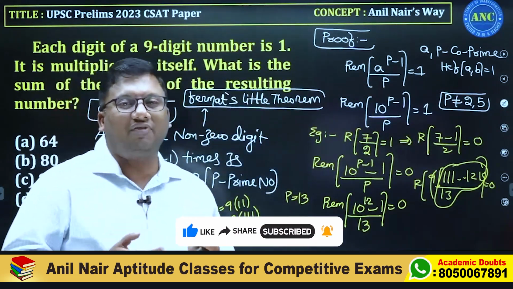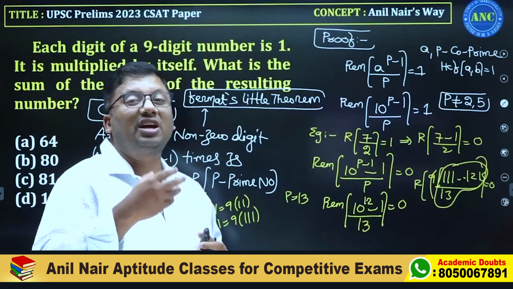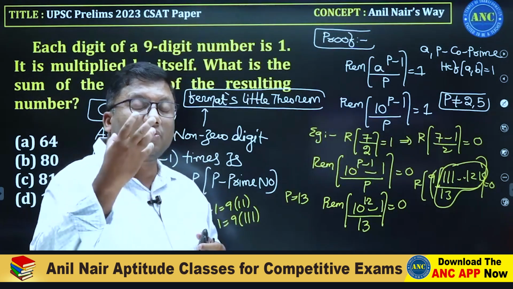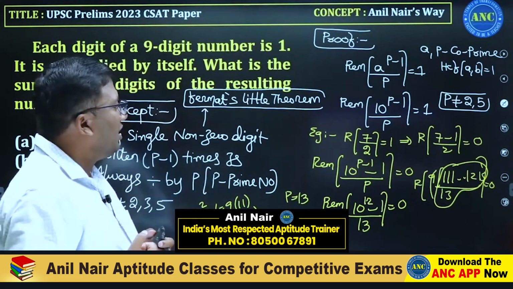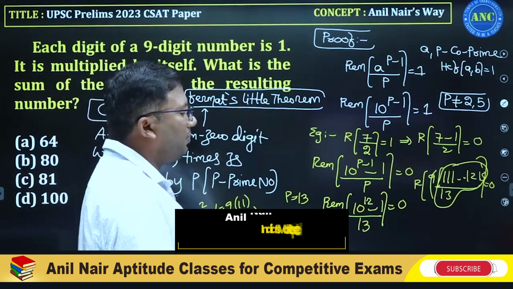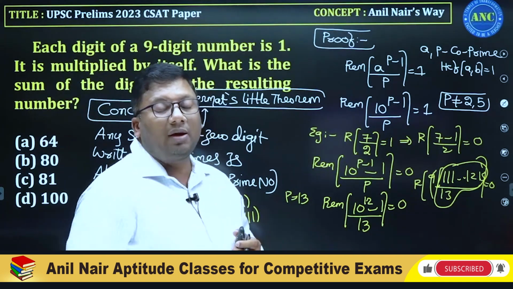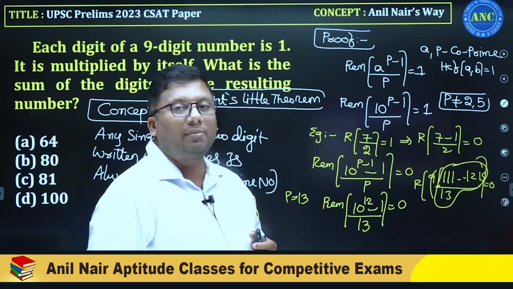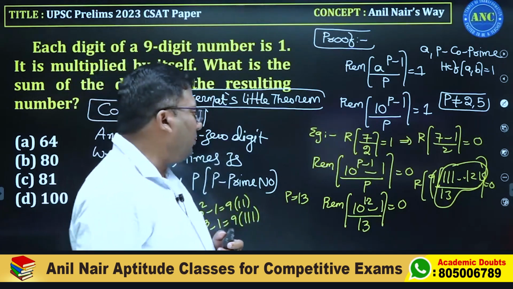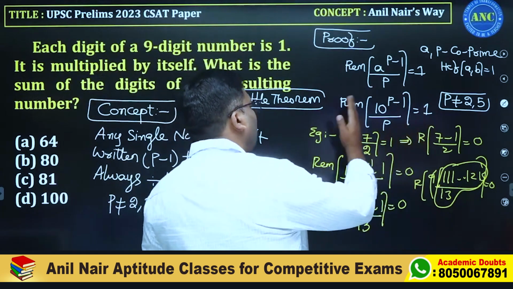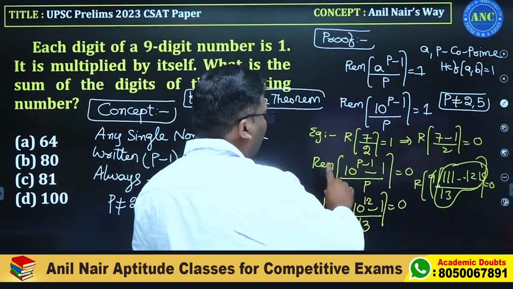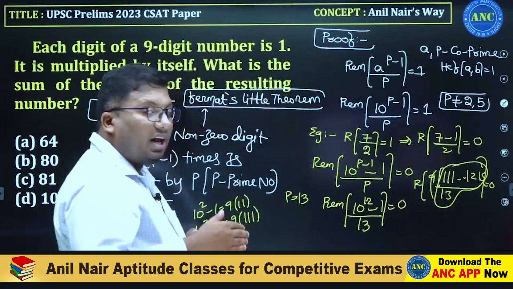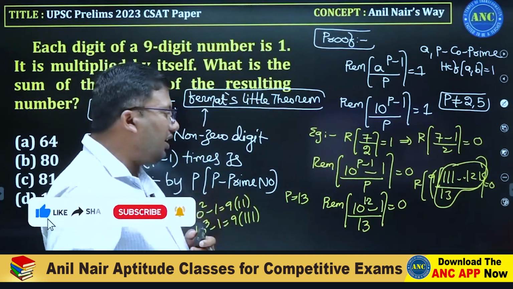Just by hearting the formula is not necessarily the outcome of this class. You need to understand why it is happening so that you can derive your own concepts. 10 power p minus 1 divided by p. 7 when divided by 2, remainder is 1. 1 goes to the left hand side. 7 minus 1 divided by 2, 6 divided by 2, remainder 0. So 1 I pushed to the left hand side. So 10 power p minus 1 divided by p. If p is 13, 10 power 12 minus 1 divided by 13.